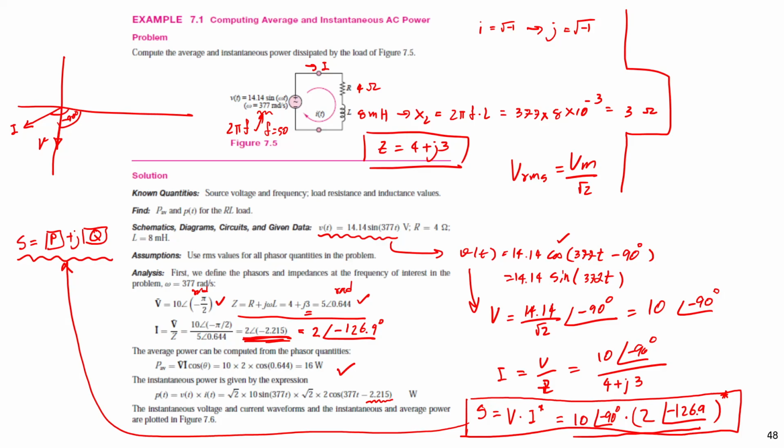This just represents the power in terms of sinusoid functions, multiplying sinusoid functions together. You get the power in terms of sinusoid functions. But in power calculation, we usually represent the power in terms of P and Q, the real power and reactive power.